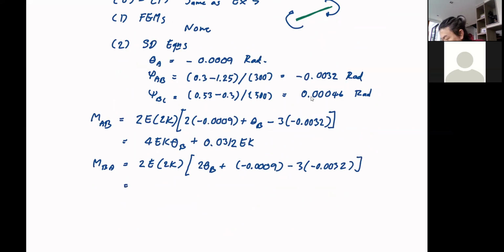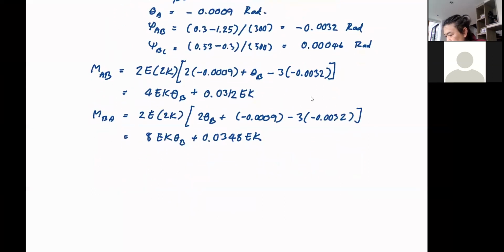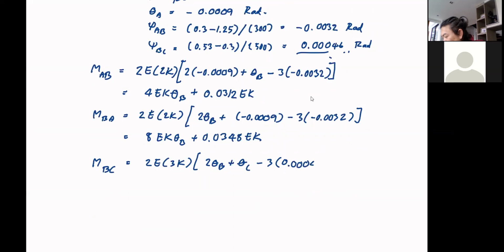And so here it is. 8EK theta B plus 0.0348 EK. Next up is MBC: 2EK, and now we have 2 theta B plus theta C minus 3 psi, but this psi is now this guy, see that? So it's 0.00046, and that's it.